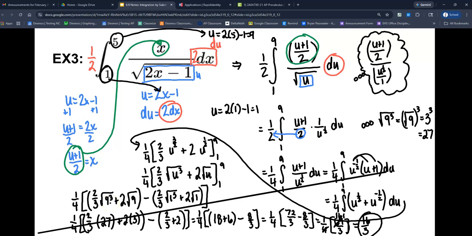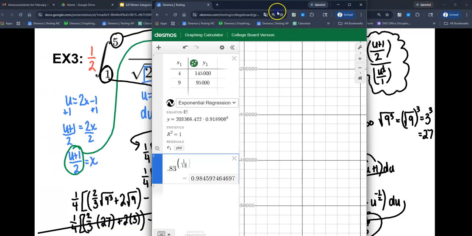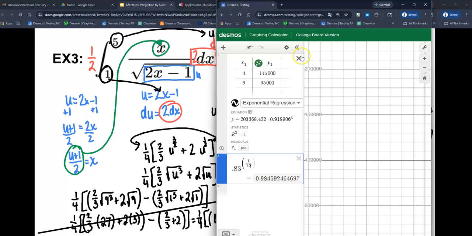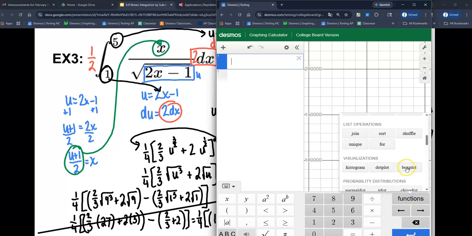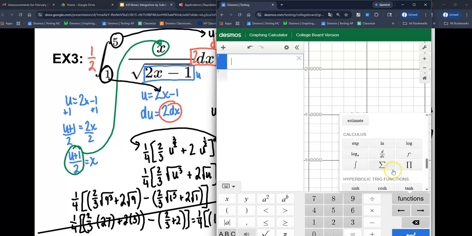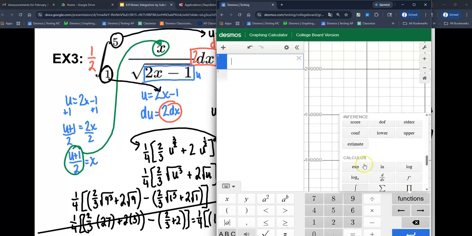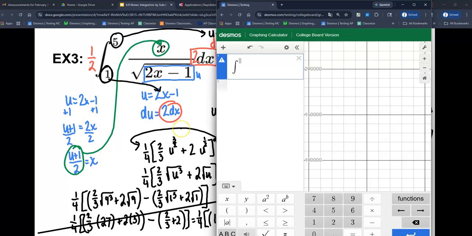These need to be calculator inactive. They're going to be in the calculator inactive section of your book. But I'm afraid to even do this at the risk that I miss it. Desmos will calculate this. If you want a definite integral, go over to functions. Down towards the bottom, I think, is where calculus is. Where's the definite integral? Why is that not there? Oh, it comes up automatically.